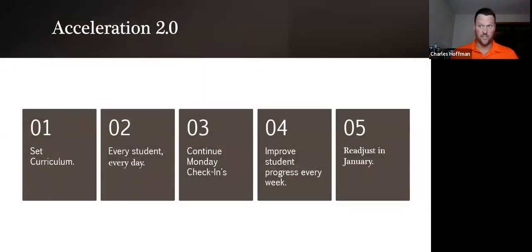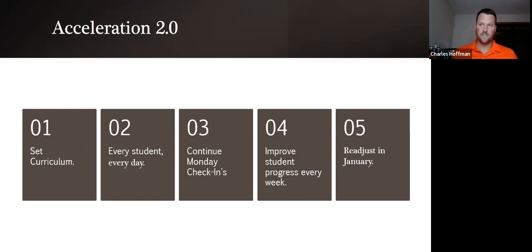So I call it Acceleration 2.0, since this will be year 2 of this course. I'm going to have a set curriculum for the students to do day in and day out. When we change courses, when we change students, we need to do so with a purpose. So every student, every day.